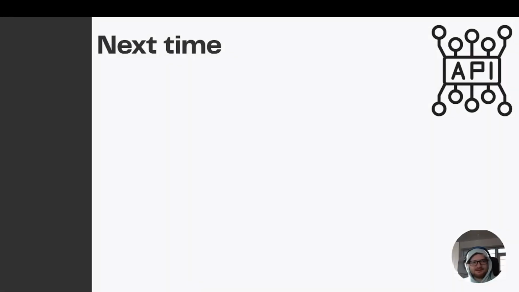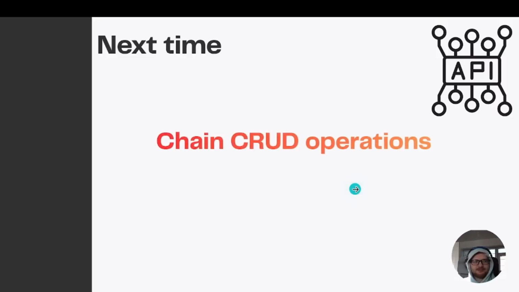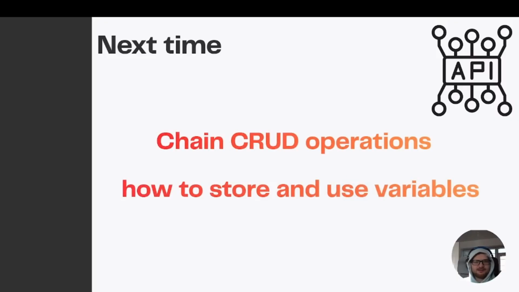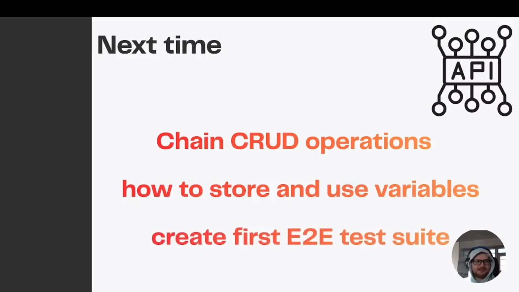In the next lesson, we are taking things a step further. We will learn how to chain CRUD operations, how to store and use variables, pass data between requests, and start building a mini API test suite, just like in real automation frameworks.